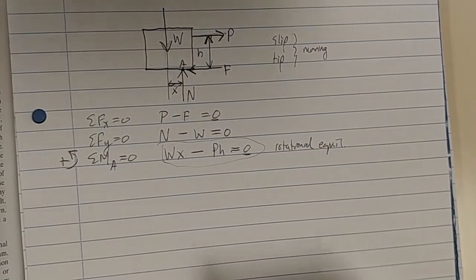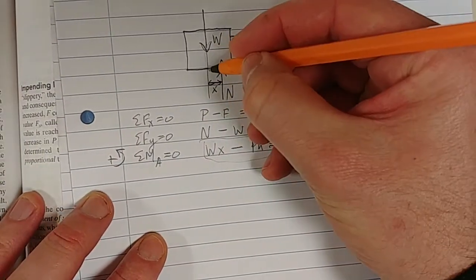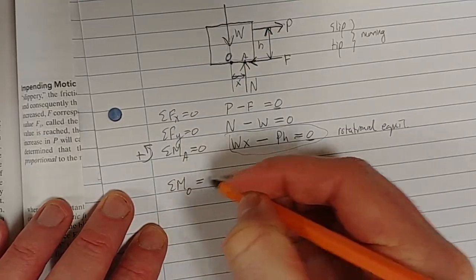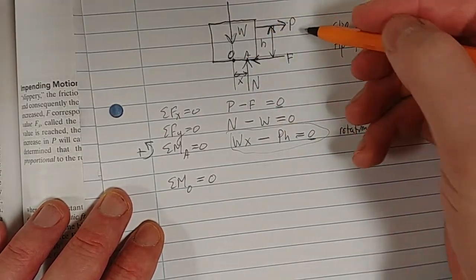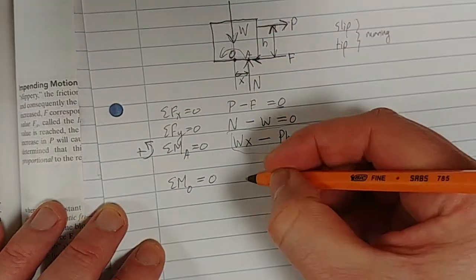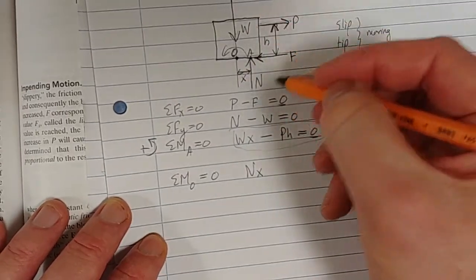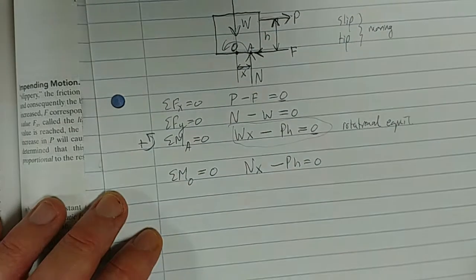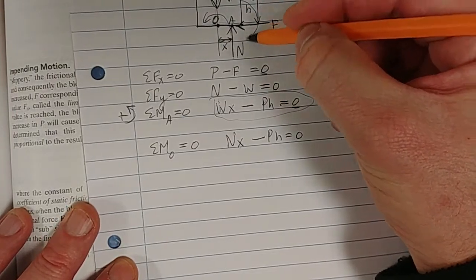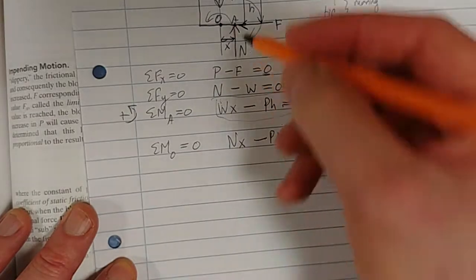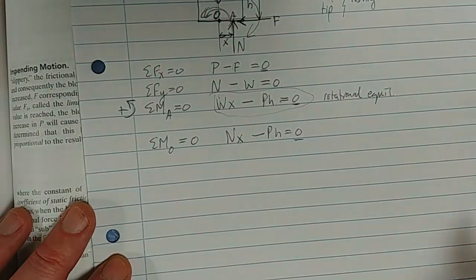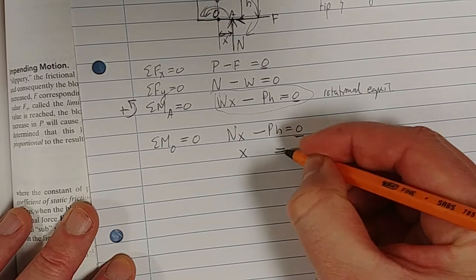And what you should notice, let's rewrite it. How about we take moments about that point there? Let's call that point O. It's essentially the same thing. If we take moments about point O, we're going to get N times X, an anti-clockwise moment, and a clockwise moment minus PH. It's essentially exactly the same thing because W equals N. As you apply P, it wants to cause a clockwise moment about that point, but then we have N that wants to cause an anti-clockwise moment about that point in order to keep the box in equilibrium.